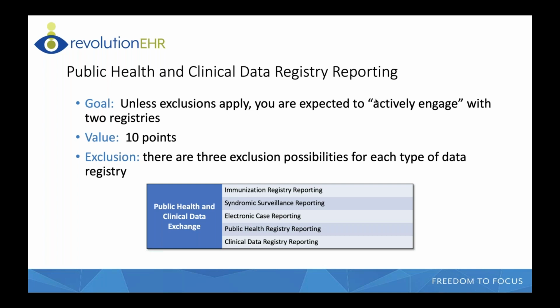You get those 10 points if you engage with 2 registries, or if you engage with 1 and qualify for exclusions from everything else. There are 3 different types of exclusions available for each type of data registry. We're not going to dive into those tonight. You can find those exclusions spelled out clearly in the knowledge base that you can link to from the scorecard we showed you earlier.